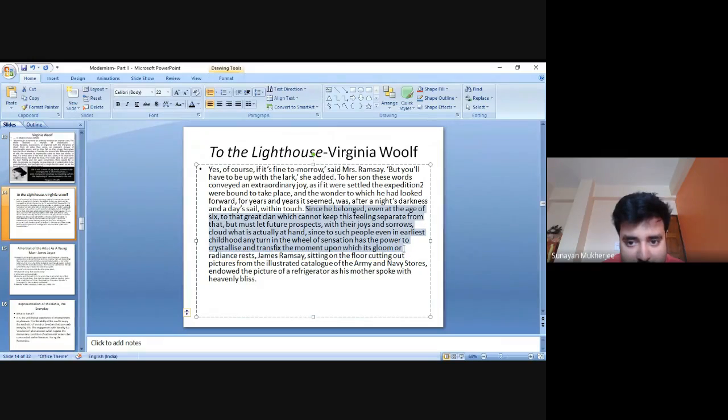Since he belonged even at the age of 6 to that great clan which cannot keep this feeling separate from that, comma, very importantly, but must let future prospects with their joys and sorrows once again, comma, cloud what is actually at hand, comma, since to such people even in the earliest childhood any turn in the wheel of sensation has the power to crystallize and transfix the moment upon which its gloom or radiance rests, comma, James Ramsay, sitting on the floor, cutting out pictures from the illustrated catalogue of the Army and Navy stores, comma, endowed the picture of a refrigerator as his mother spoke with heavenly bliss.